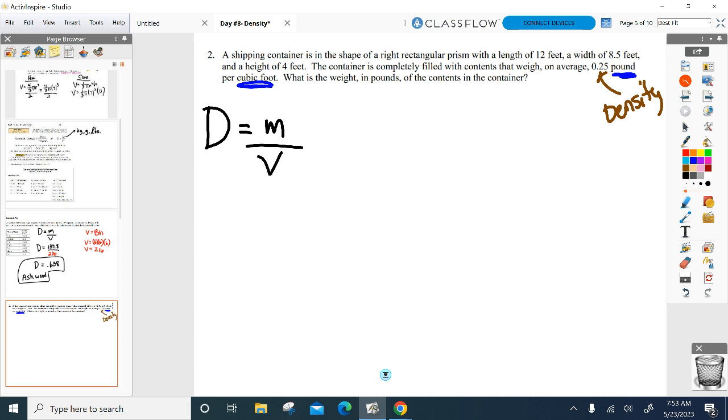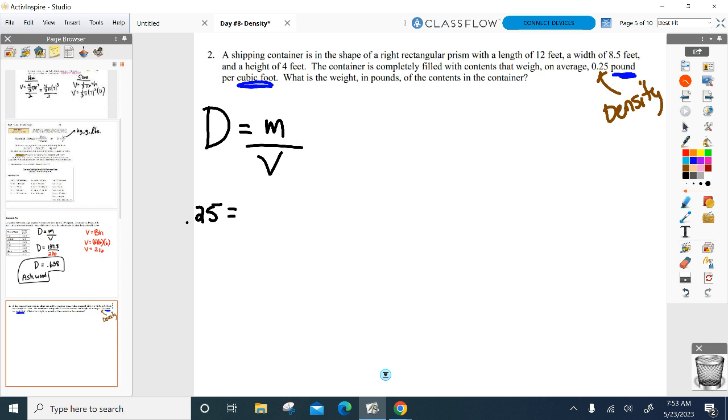We know the density already. We know the density. It's 0.25. Stop. Everybody stop. We need to get in this habit every problem going forward now. Do the units on the density match the units on our object? Do the units in our density match the units in our object, aka the container?